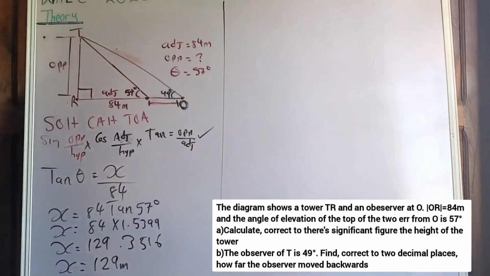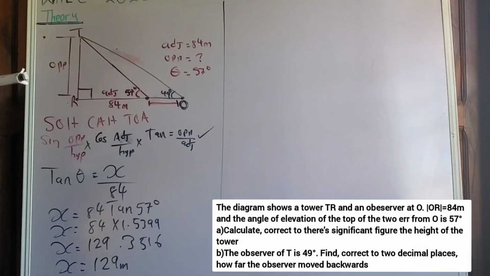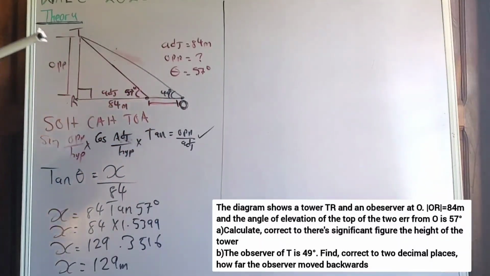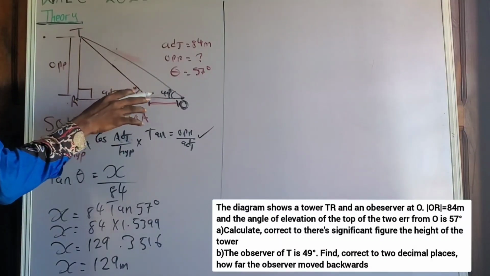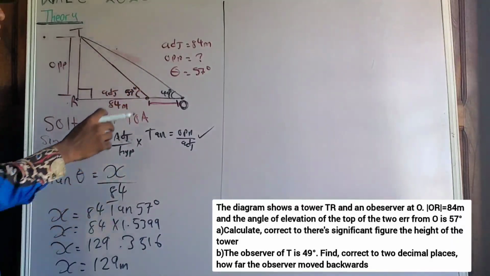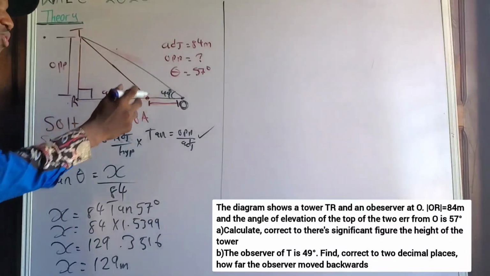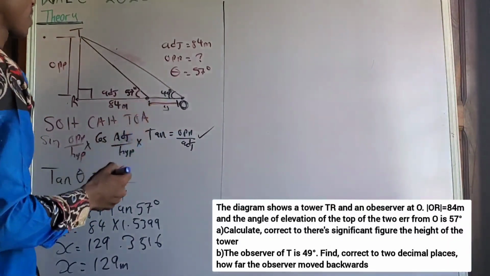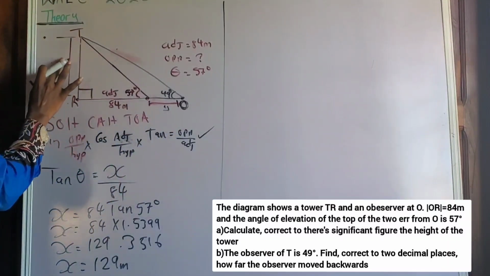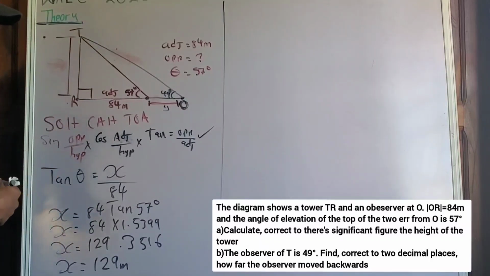Now how do we do that? To get the distance between this point and this point, we are still going to make use of the trigonometric ratio. Are you getting it? Please pay attention. The angle of elevation now is 49 degrees. So let us represent the distance between this point and this point as y. We know that the opposite now is 129.35.